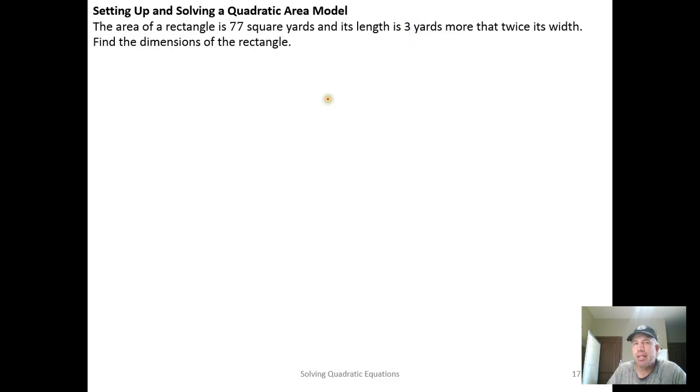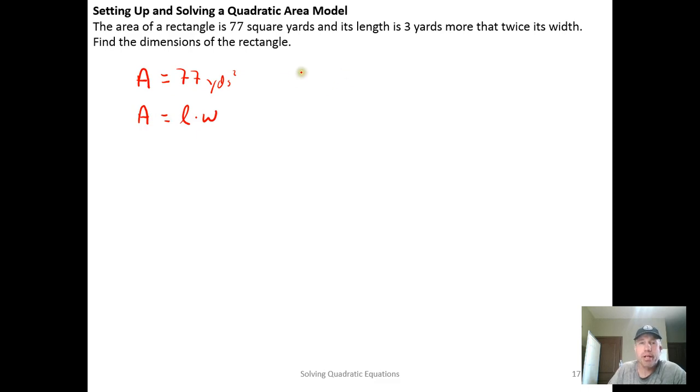So the first thing that I think you ought to do in this type of problem is catalog the information that you have and draw a good picture that models the problem. First, we're told that the area of the rectangle we're interested in is 77 square yards. To calculate the area of a rectangle, we need to multiply the length times the width of the rectangle.